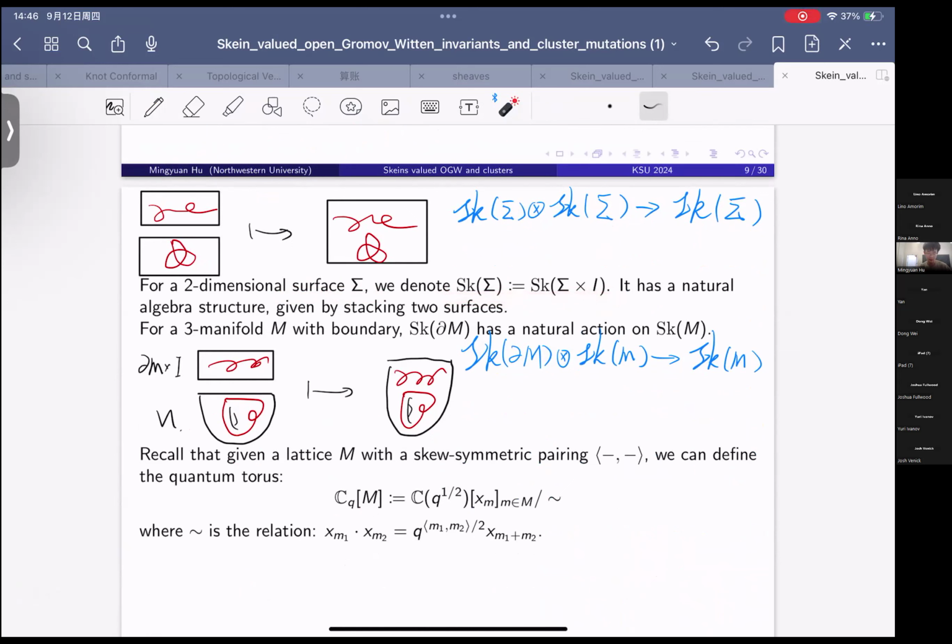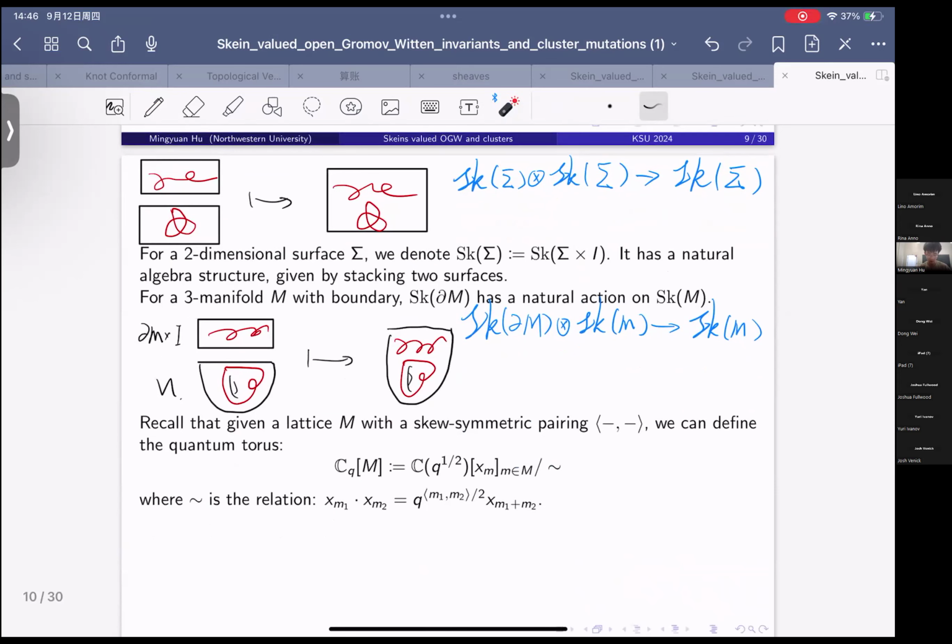And actually, in this case, it is an algebra because you can stack two surfaces, one on the top, the other on the bottom. So an algebra structure is just this map, right? The picture looks like this. You put one link on the top, the other link on the bottom. So that's a product structure.